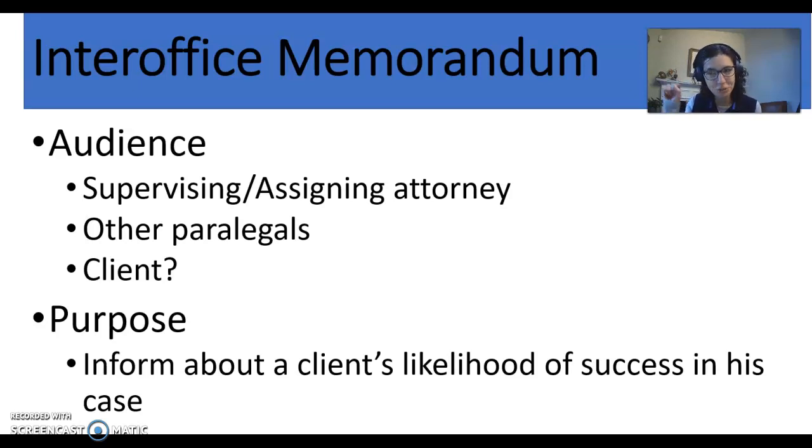So again, a neutral, objective piece of writing. We're going to inform the client about their likelihood of success or not on their particular case or their legal matter. So this is the document that we produce when a scenario like this arises. Someone comes into your law office and, again, pure hypothetical, they've been terminated from their job.